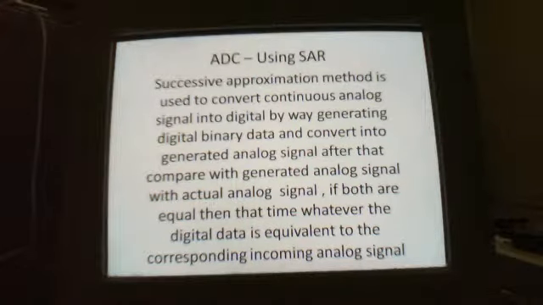So in ADC today we are using the successive approximation method. This is a method used to convert a continuous analog signal into digital by generating digital binary data and converting it into a digitally generated analog signal. After that, compare that analog signal with the actual incoming analog signal. If both are equal, then whatever the digital data is at that time is equivalent to the corresponding incoming analog signal.